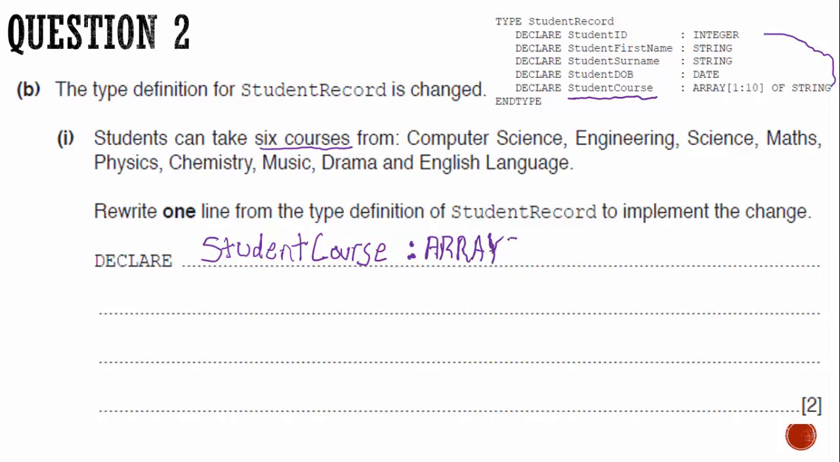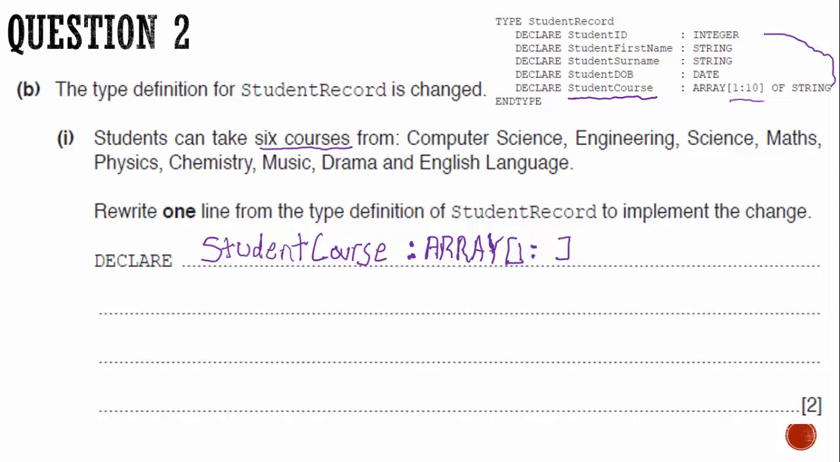And then we open up our brackets, because remember in pseudocode it's brackets. Now we have to set our lower bound, which is going to be 1, and then we need a new number. So at the beginning we had a lower bound of 1 and an upper bound of 10. That's what we had, and it says students can take 6 courses, and there are 9 courses to choose from.